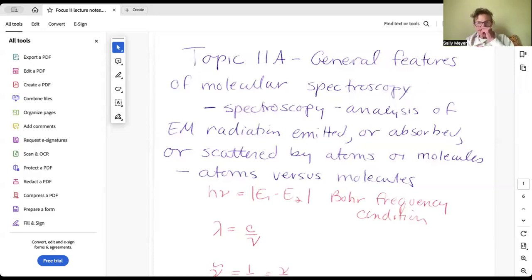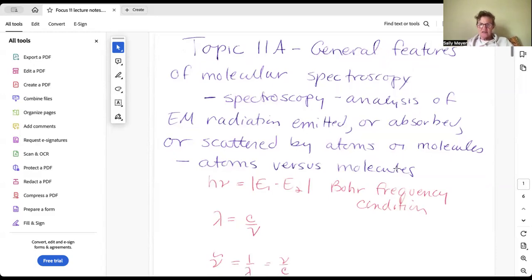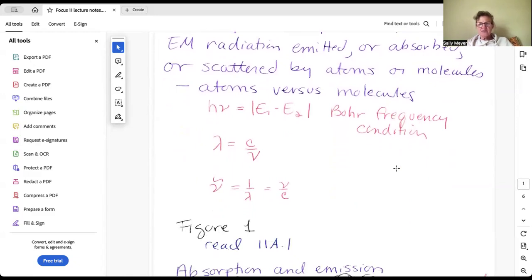Okay, so the general features of spectroscopy. So this is the analysis of electromagnetic radiation emitted or absorbed or scattered by atoms or molecules. And so you've done a lot of this. You've used NMR, you've used UV-Vis in Gen Chem, you've used IR in organic. So you've already used it a lot, and hopefully this will give you a little better understanding of the quantum mechanics. So we've already talked about the Bohr frequency condition.